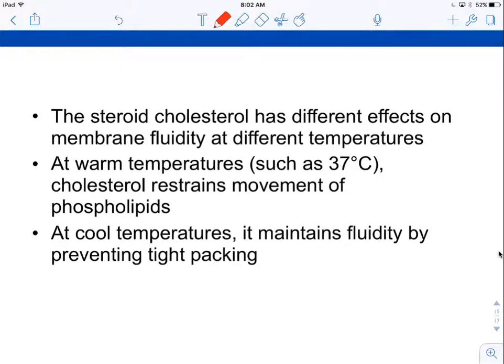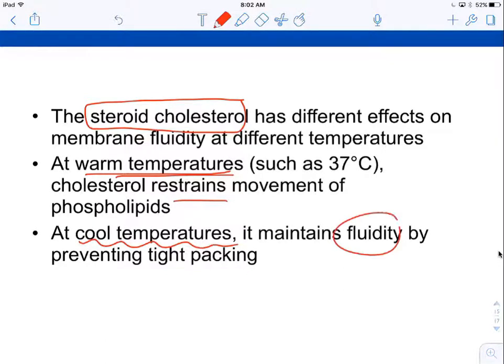Things that can help the fluidity of the membrane, other lipids, the steroid cholesterol, actually has different effects. If you warm it up, it actually restrains the movement of the phospholipids and makes it more solid. But where it does help is at cooler temperatures, it prevents tight packing and it maintains fluidity. So cholesterol, good in the cool, not so good in the warm.